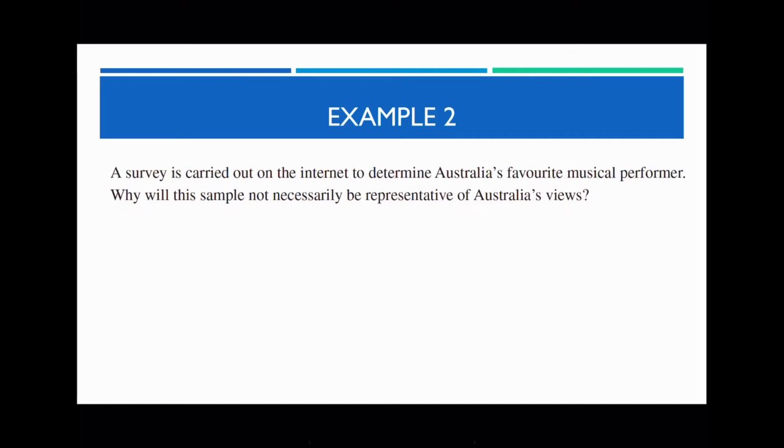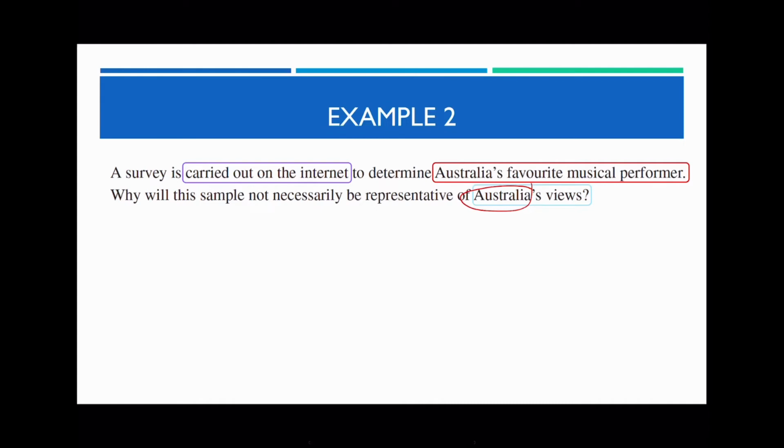Let's look at another example. This example reads: a survey is carried out on the internet to determine Australia's favourite musical performer. Why will this sample not necessarily be representative of Australia's views? So in this case, I'm going to be highlighting the key information. The target audience or the population is Australia, so all Australian people.